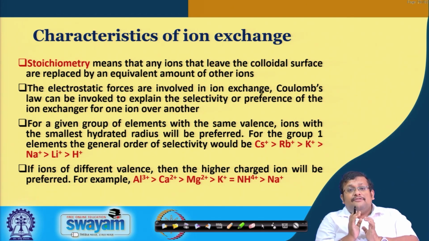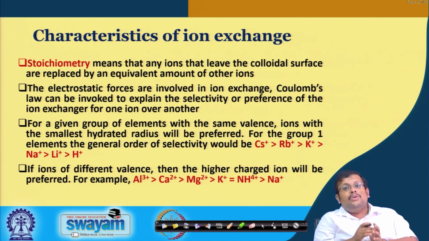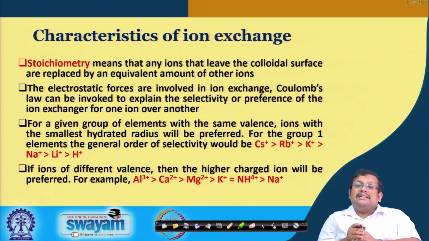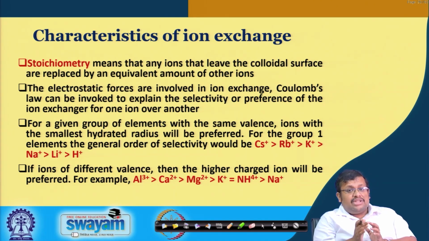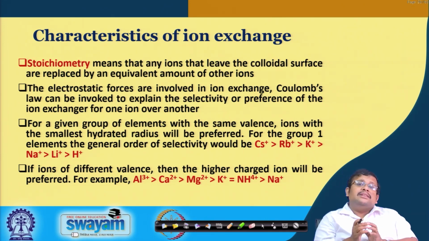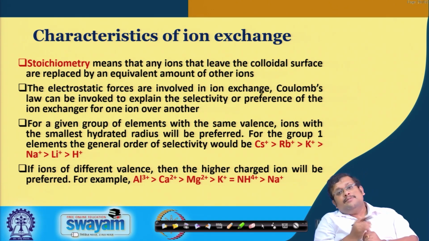If ions have different valences, then the ion with the higher charge will be preferred. For example, Al3 plus will have more affinity than calcium, magnesium, potassium and ammonium, which have more affinity than sodium. Sodium has the least affinity. That is why, in the root example I showed you, sodium and potassium can be easily replaced by H plus ions, whereas Al3 plus and calcium have more affinity for the charged surface.